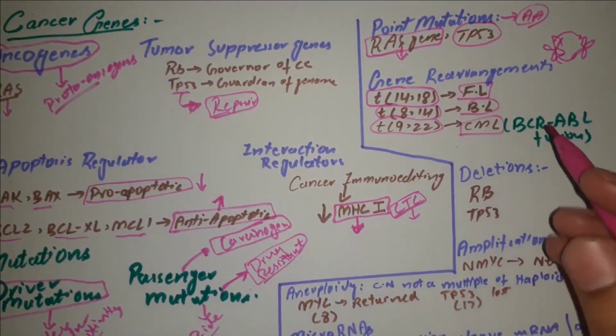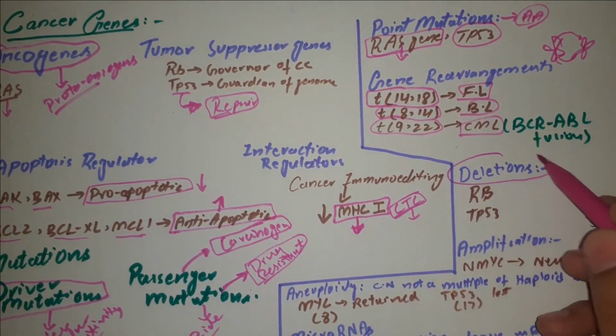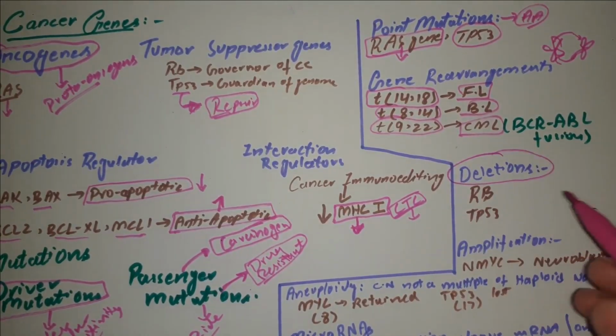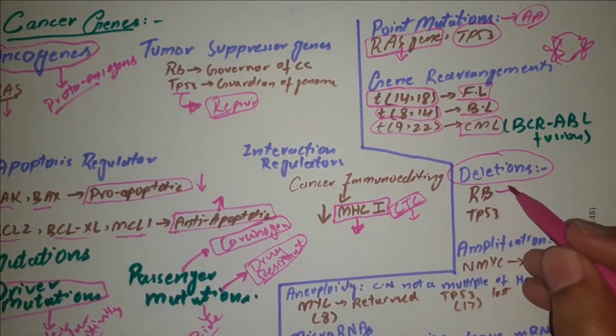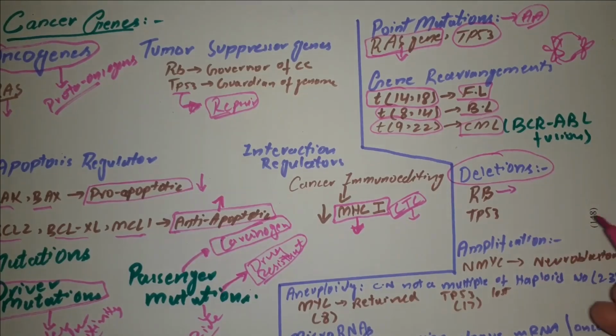Moreover, deletions can also lead to carcinogenesis. For example, if there is some deletion in the retinoblastoma gene, it can lead to inactivation of retinoblastoma, or TP53 inactivation can also occur by deletion of some amino acid or some part of the gene. Moreover, amplification can also lead to carcinogenesis. For example, N-MYC gene amplification leads to neuroblastoma development.